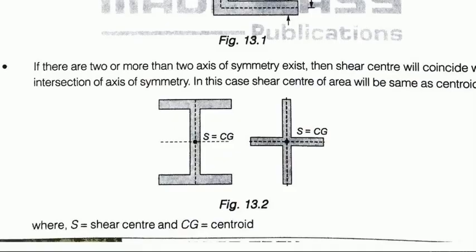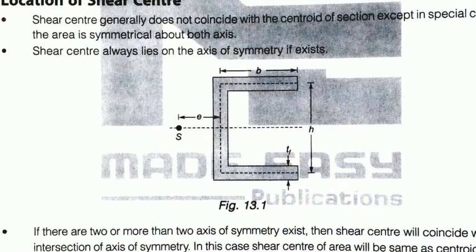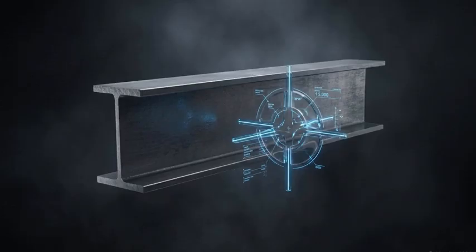For perfectly symmetrical shapes, like the standard I-beam in Figure 13.2, the ideal loading point, the shear center, matches its center of gravity. But remove an axis of symmetry to create a C-channel in Figure 13.1, and the shear center migrates completely outside the physical material. Designing a stable structure with these shapes requires us to hunt down and mathematically locate this invisible coordinate.